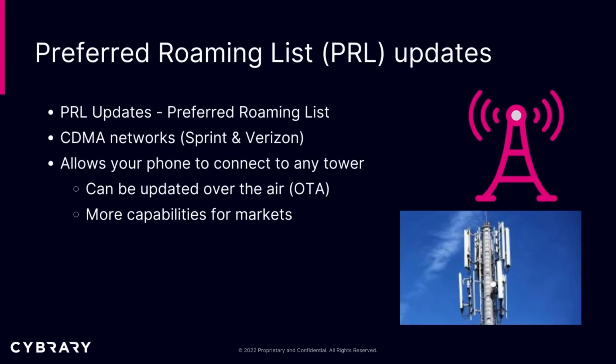Okay, preferred roaming list, or PRL, updates. This is how the CDMA networks, Verizon and Sprint, updated their users' handsets. It allows your phone to connect to any tower, and this is where you get your OTA, or over the air, updates. And this gave more capability for markets as well.